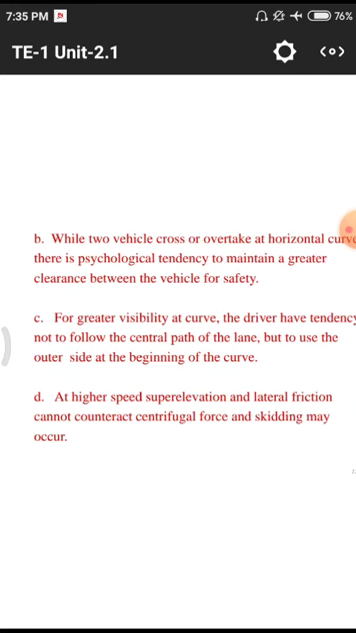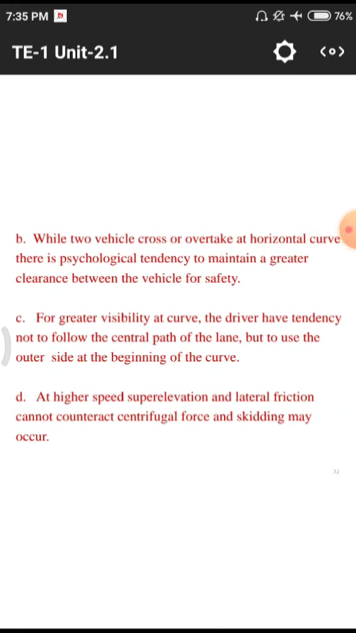Next, the second point is that when two vehicles are crossing or overtaking at a horizontal curve, there may be a physiological tendency to maintain a greater clearance between the vehicles for safety. In the previous classes we discussed overtaking sight distances. In overtaking, we need to maintain a proper enlargement length compared to the normal length. For a single lane road we maintain 3.75 as the minimum width, but in the case of overtaking and curves, we sometimes have to maintain 4 and 4.25.